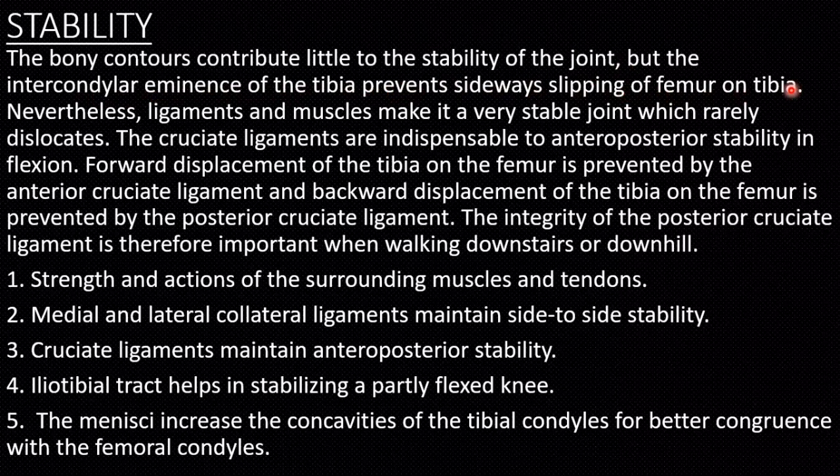So that is one. Now, also, the ligaments and the muscles make this joint a very stable joint, which rarely dislocates, unless the trauma was really bad. Now, the cruciate ligaments are indispensable to anteroposterior stability of the joint. As I have said earlier, the forward or anterior displacement of the tibia on the femur is prevented by the anterior cruciate ligament, and the posterior displacement of the tibia on the femur is prevented by the posterior cruciate ligament.